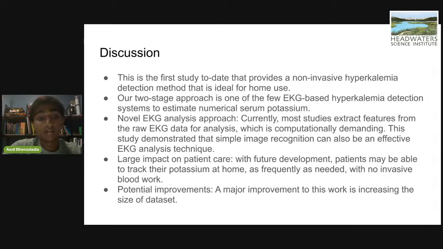Next, we used a novel EKG analysis approach. Currently, most studies that analyze EKGs for any condition work by extracting features from the raw EKG data for analysis. That is a highly effective approach, but it's also very computationally demanding. So this study demonstrated that just simple image recognition can also be a very effective EKG analysis technique. We saw how effective it was at classifying hyperkalemia, so it might be effective for other conditions too.